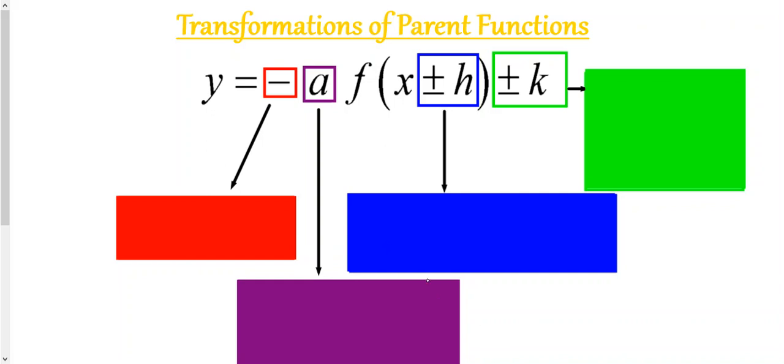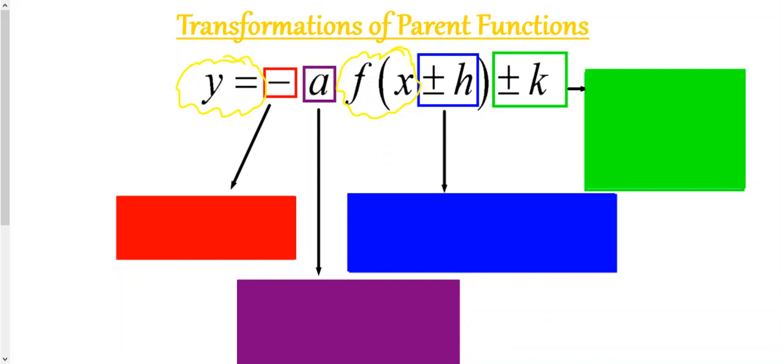Just as a reminder, our parent function was y equals f of x. That was it. Nothing else was around that. It was just y equals f of x. The negative a, h, and k are the possible transformations that can happen.